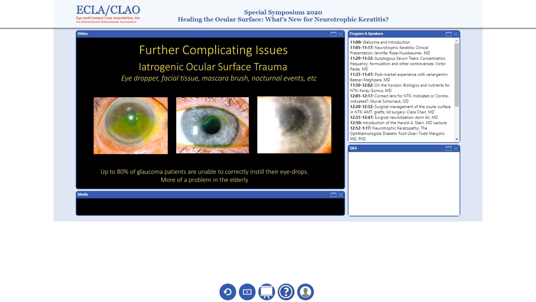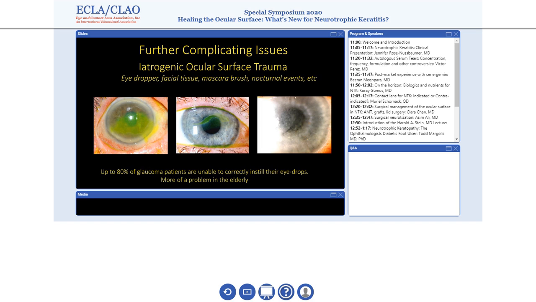Further complicating issues, and this is the big one. And I'm hearing things on the telephone line, so if somebody isn't muted. Iatrogenic ocular surface trauma. I think this is the biggest issue with these patients.